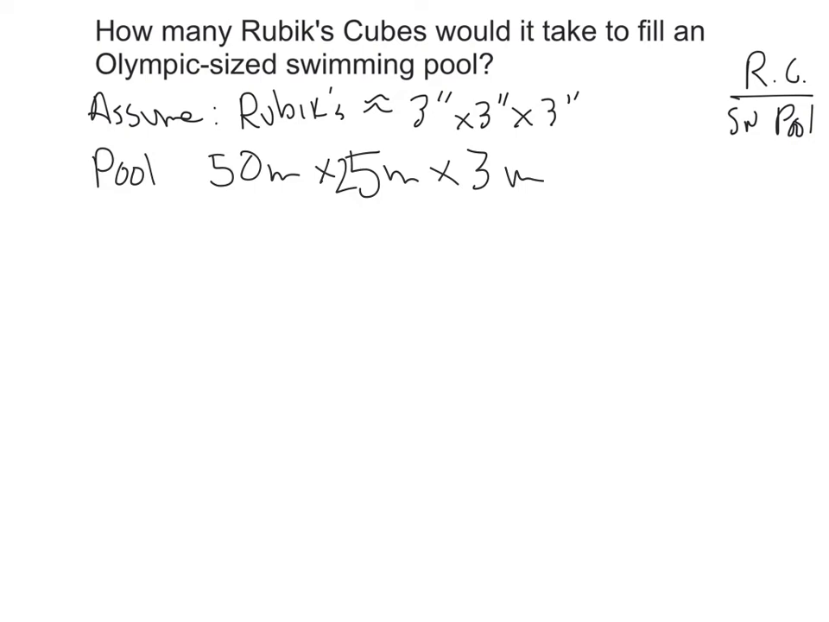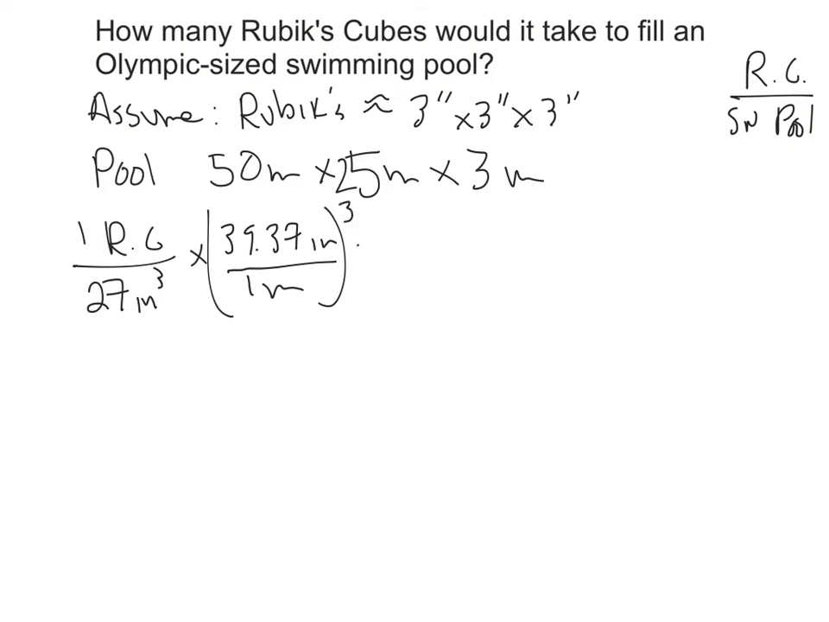So that means we're going to start by saying that one Rubik's Cube per 3 times 3 times 3 is 27 inches cubed. And now we need to get from inches cubed into meters cubed. So we do know this conversion from the previous problem that a meter is 39.37 inches. So we're going to do 39.37 inches per 1 meter, and we're going to cube that.